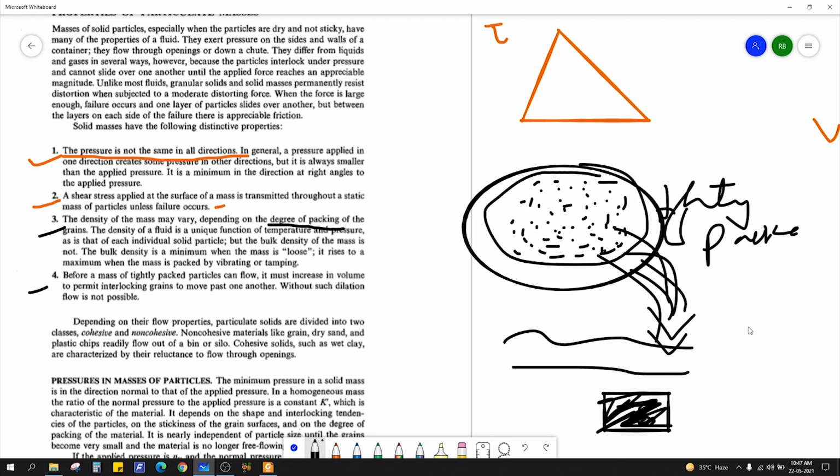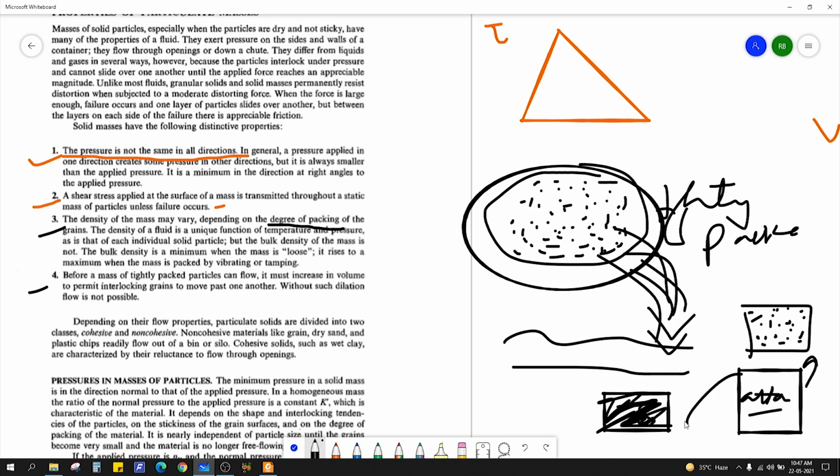Let's say you are trying to pour a glass of rice. So you have a glass, and rice is there. If you try to pour it, it will try to flow like a liquid, right? But instead of rice, if you take atta, it will not flow like this. The flow will not be similar to a liquid. It will flow like chunks of atta.